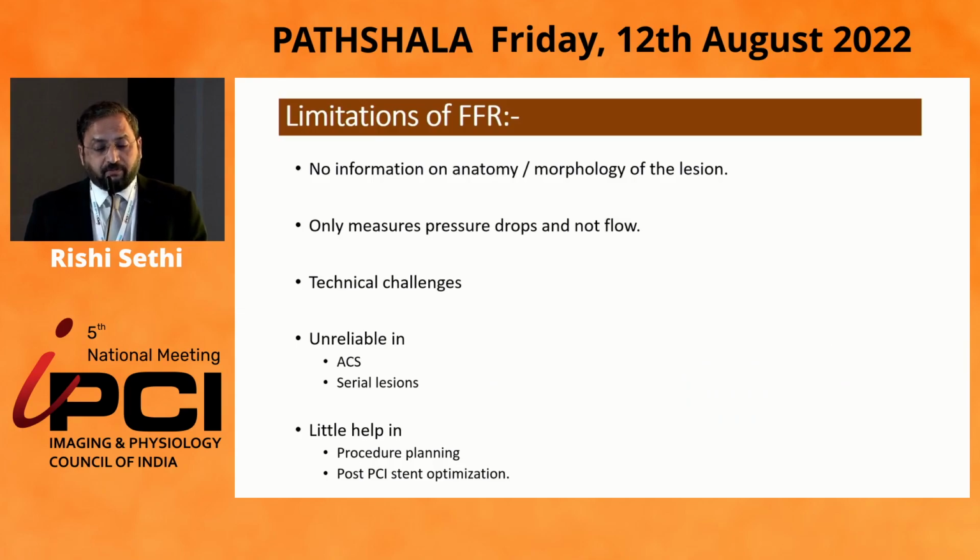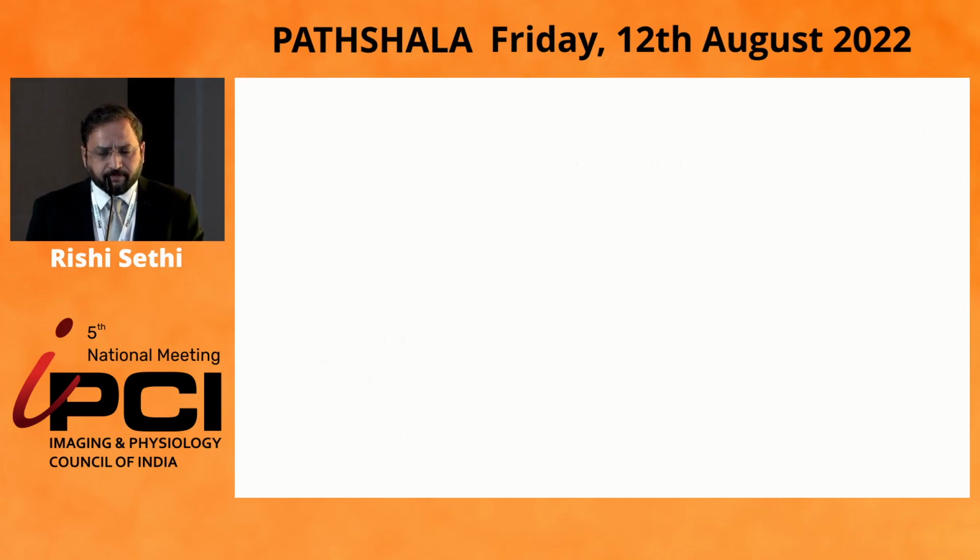But the limitations of FFR are that it does not provide us any information about the anatomy or morphology of the lesion. It's technically challenging, unreliable in ACS and serial lesions. Of course, the serial lesion issue has been addressed a little bit by the use of hyperemia-free indices, and it provides us little help in procedural planning or post-PCI optimization.